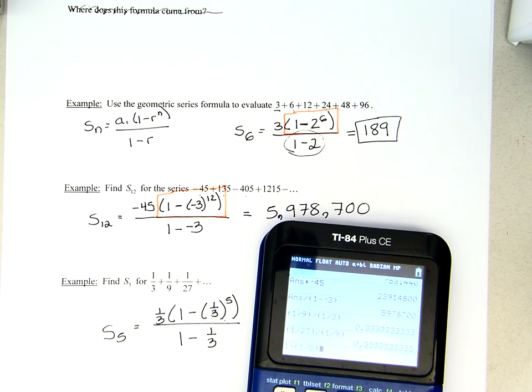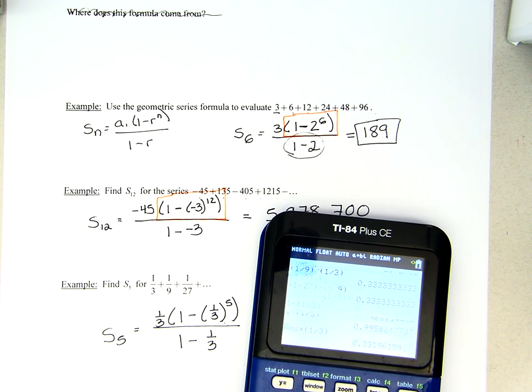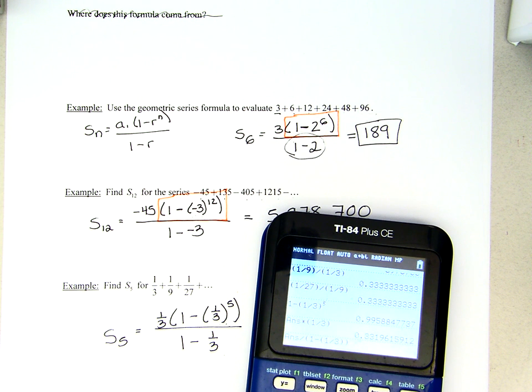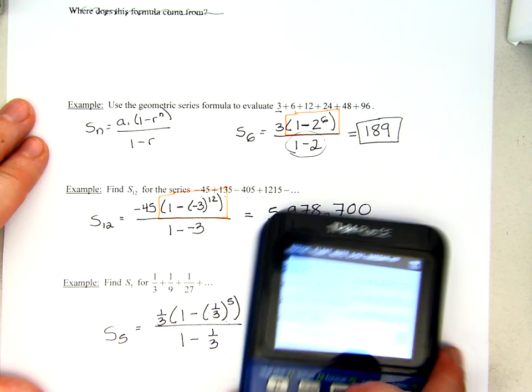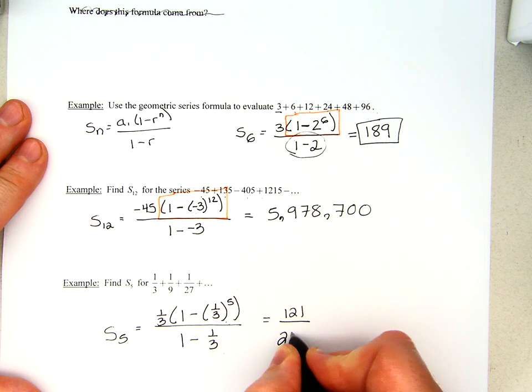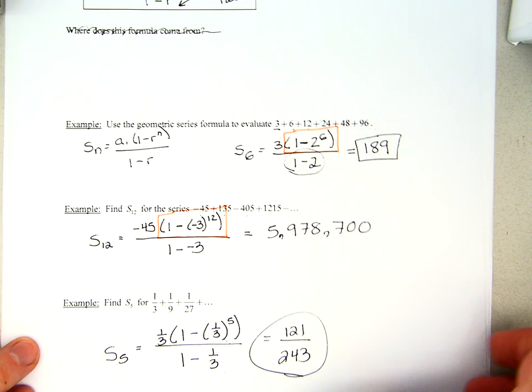One minus 1/3 to the 5th power. Then I'm going to multiply that by 1/3. Then I'm going to divide by 1 minus 1/3. This is giving me that decimal. I'm going to convert that to a fraction. 121 over 243 should be your answer there. Turn the page and we're going to look at some sigma notation.